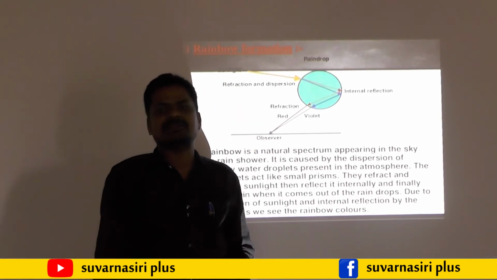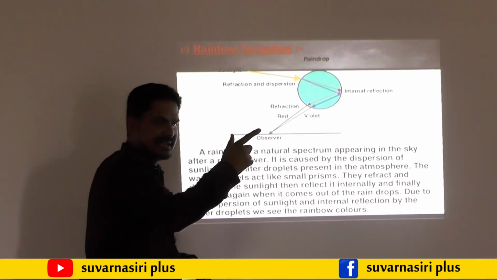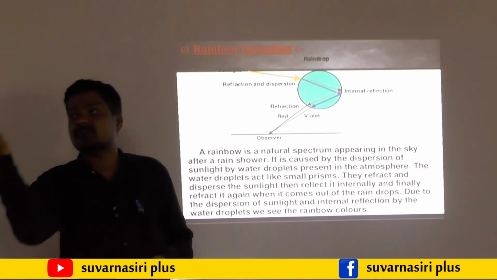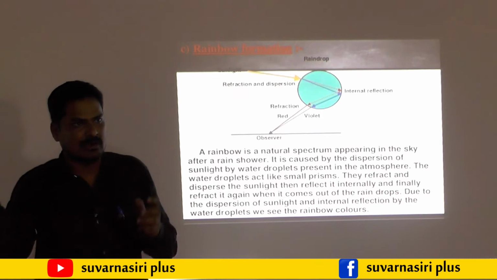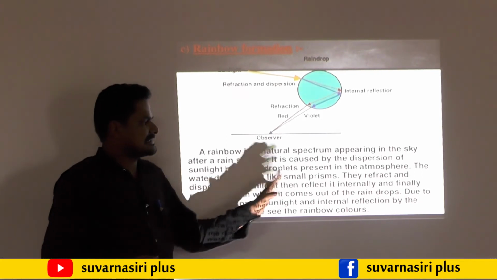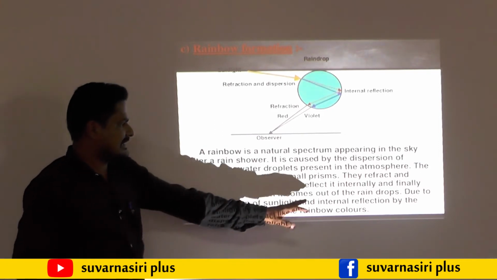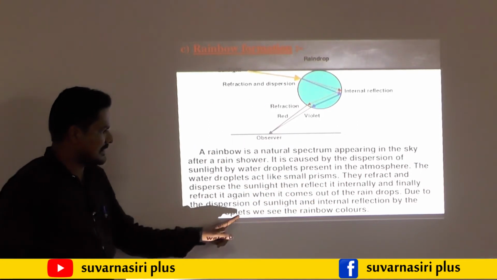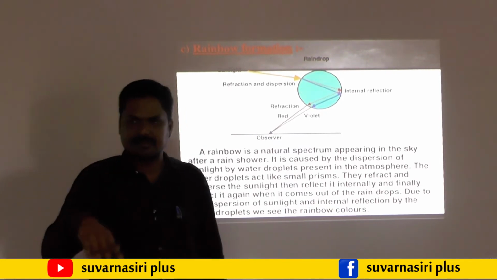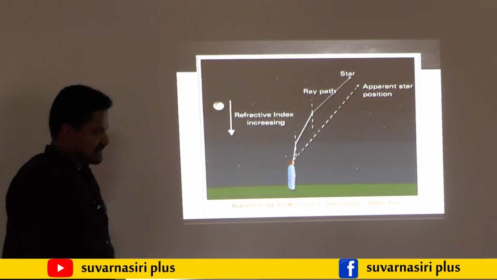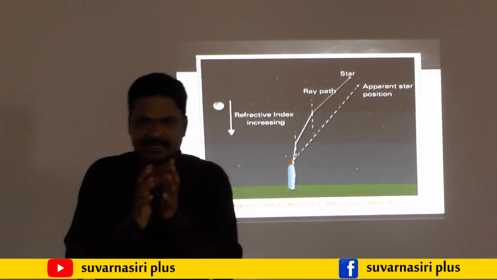Here is one condition we have to remember. If the sun is in the east, the rainbow forms opposite to the sun, which means in the west. A rainbow forms only opposite to the sun. So due to the dispersion of sunlight and internal reflection in water droplets, we see the rainbow colors. There are 7 colors.